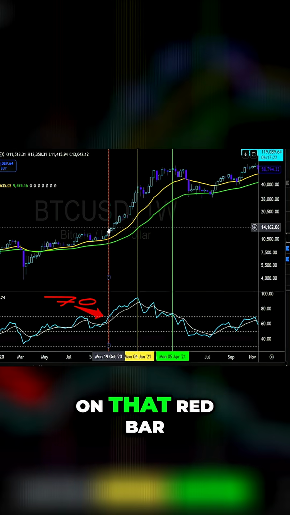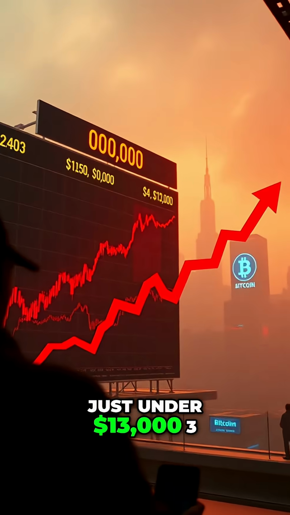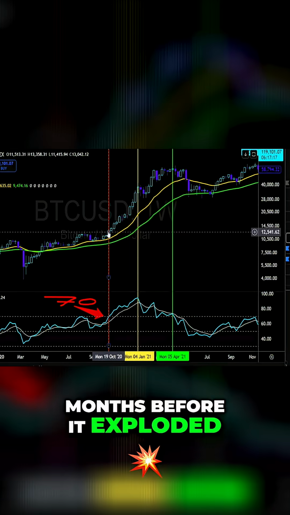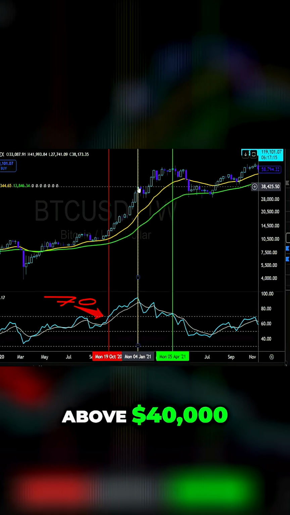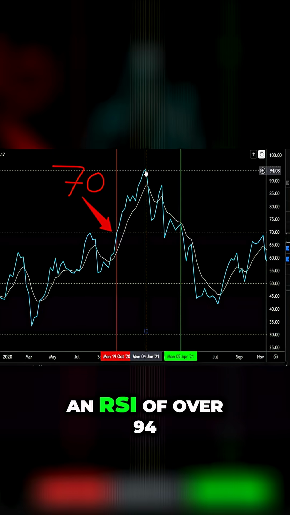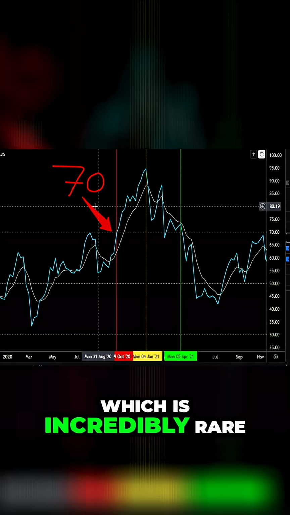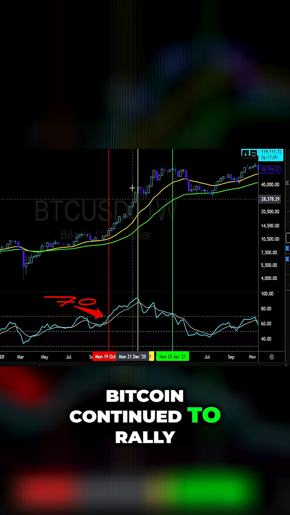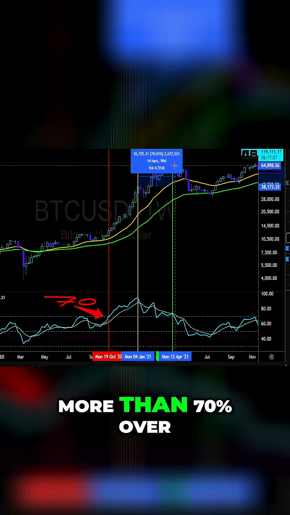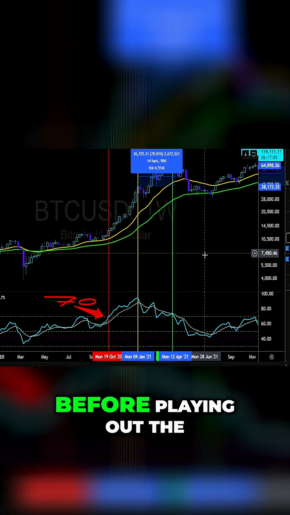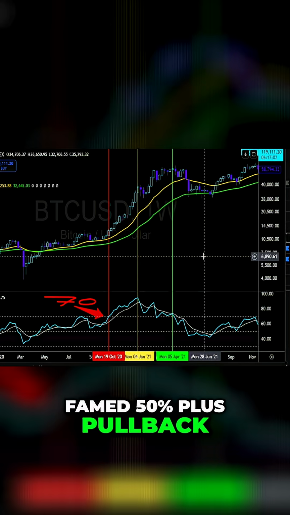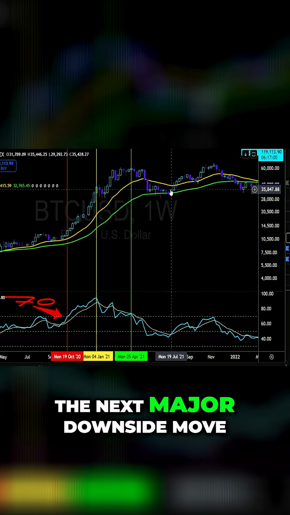Well, if you would have sold on that red bar, you would have sold Bitcoin just under $13,000, 3 months before it exploded all the way up above $40,000. And even from there, in which we saw an RSI of over 94, which is incredibly rare, Bitcoin continued to rally up to new highs, more than 70% over the next few months, before playing out the famed 50% plus pullback, which did lead into the next major downside move.